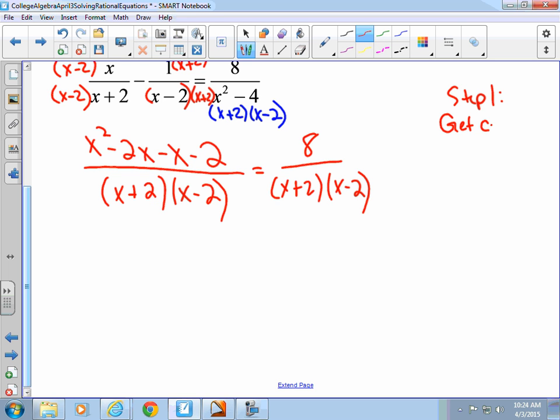So, step 1, get a common denominator for all fractions.